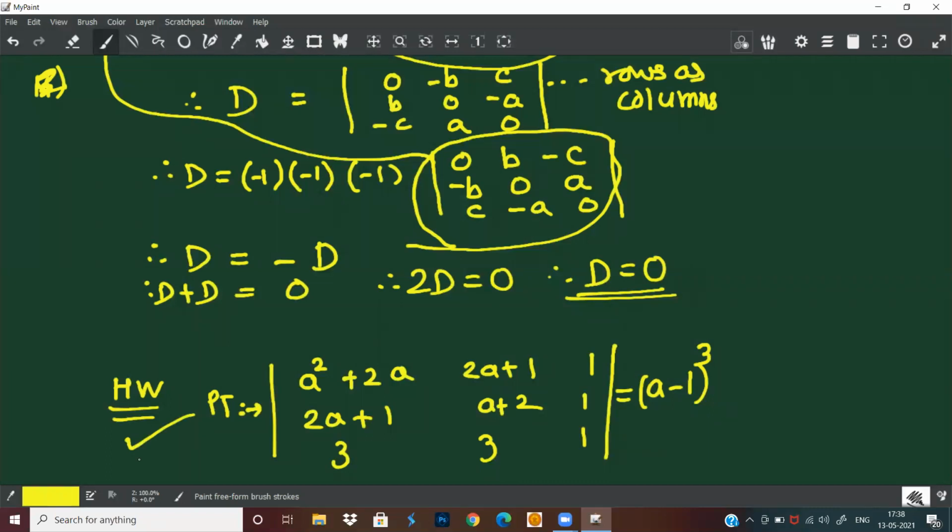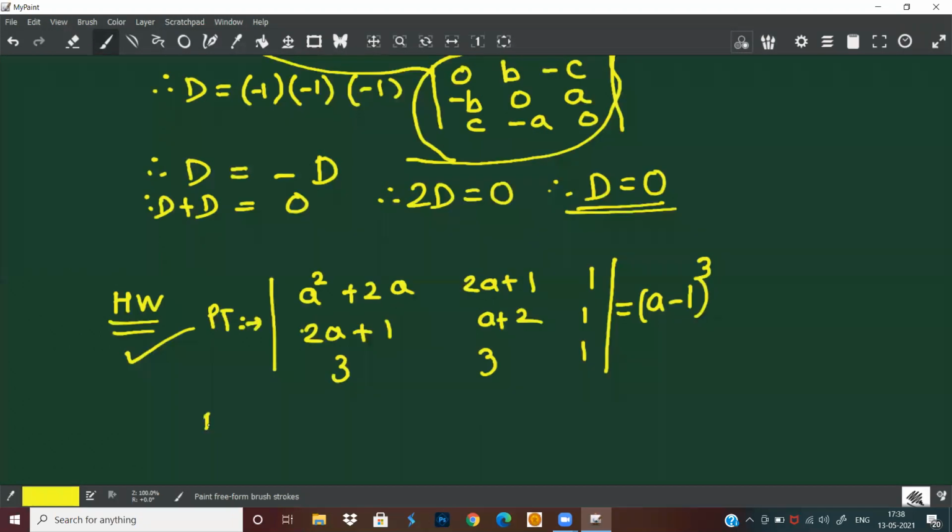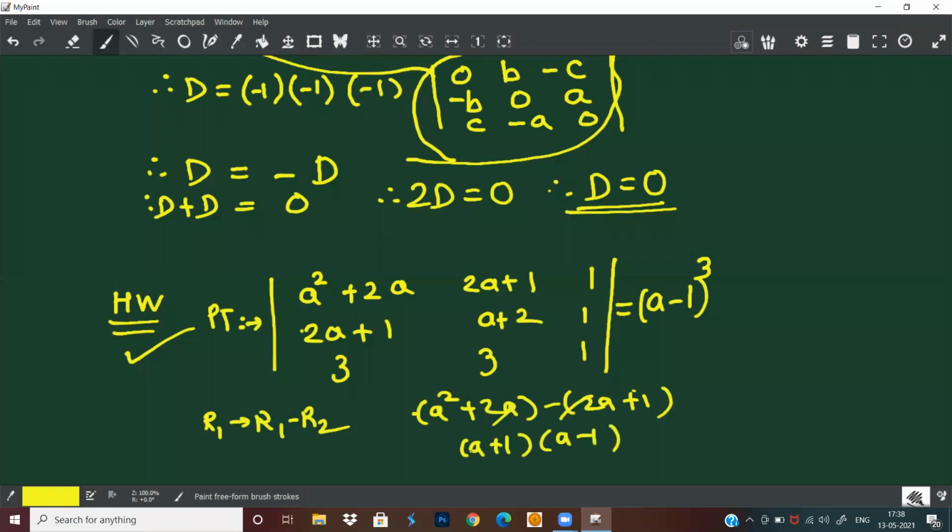We have to expand in this one. Which one? ये expand नहीं करना है. I will give you the hint. अगर मैंने अभी ये R1, if I change to R1 minus R2, see the hint. R1, if I change to R1 minus R2, it will be a square plus 2a minus of 2a plus 1. So 2a, 2a cancel. A square minus 1 aega. So a plus 1, a minus 1 aega.